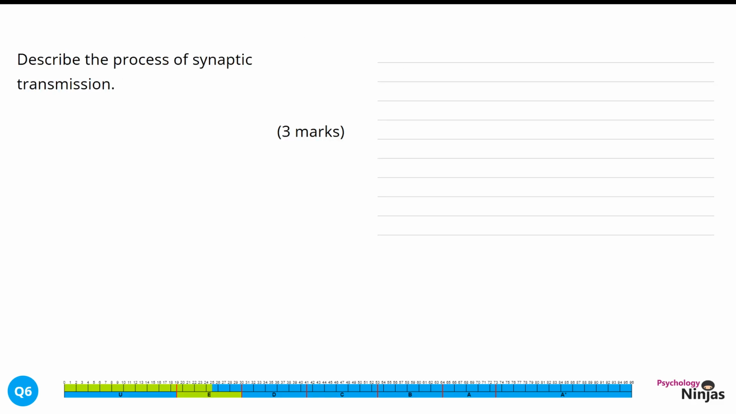Describe the process of synaptic transmission, 3 marks. With the command word describe, we want to give detail and extension to our description. The focus of this question is synaptic transmission, and the functions and processes between neurotransmitters and the neurons in our brain. All of the 3 marks in this question are focused on our knowledge.